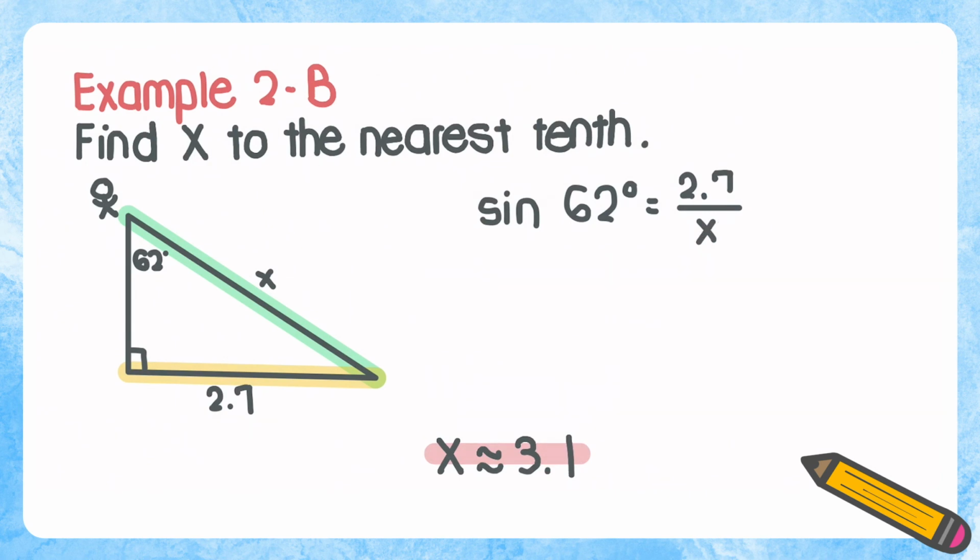And then here's the shortcut that I was going to mention. So we had this trig ratio, right? If you see x in the denominator, all you have to do is switch things up a little bit. So x equals 2.7 over sine of 62 degrees. So we switch the sine of 62 degrees and the x. Again, this is just a little shortcut that you can use.